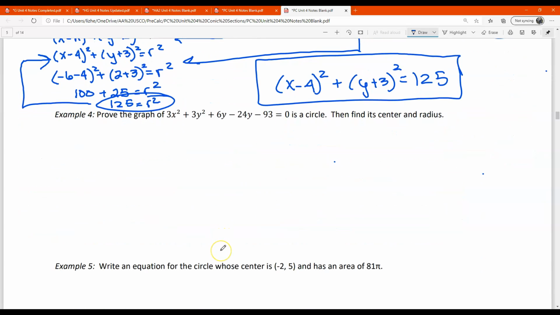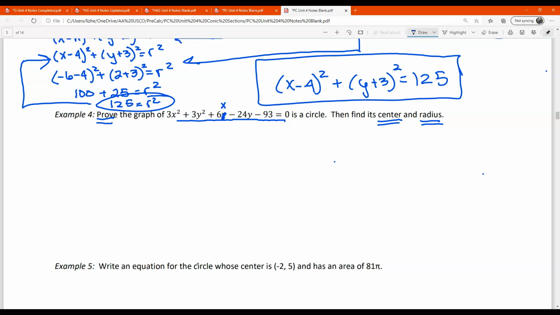Example 4. Before we do this, we have to fix a little typo. This should be a 6x, not a 6y. So the problem says prove the graph of this equation is a circle. Then find its center and radius. So I need to do two things. I need to prove it's a circle and then find its center and its radius. Well, in order to prove that this equation is a circle, I'm going to see if I can rewrite it into my standard circle form. So in order to do that, you're going to have to complete the square 2 times.